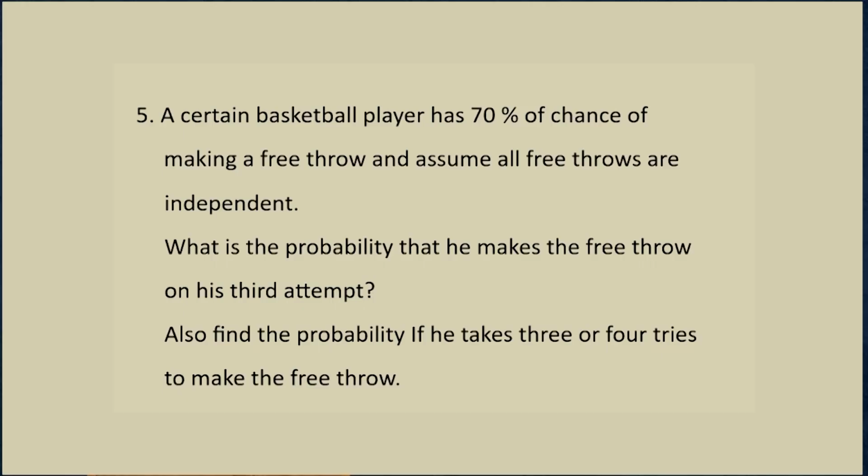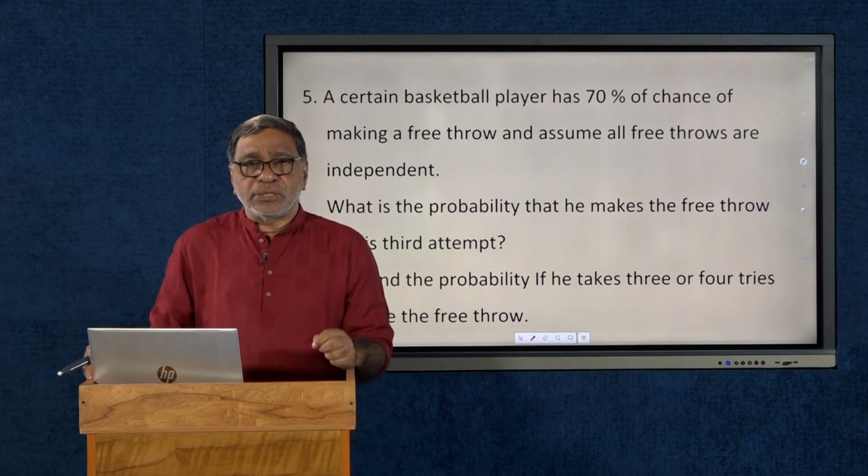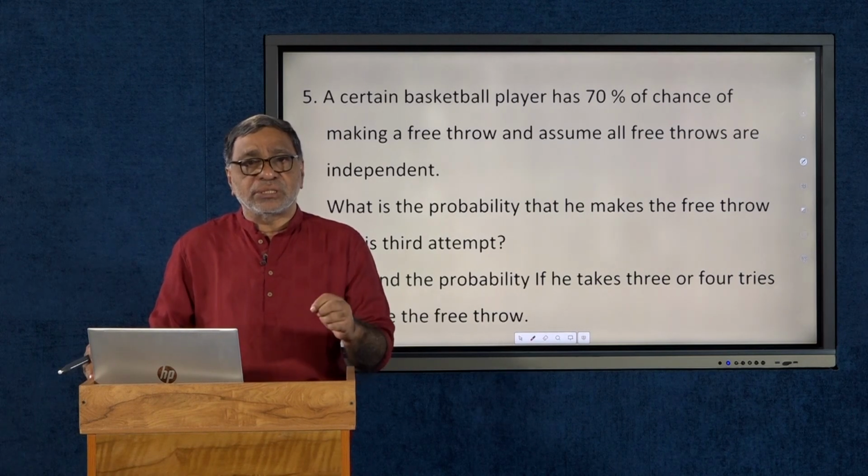A certain basketball player has a 70% chance of making a free throw, and assume all free throws are independent. What is the probability that he makes the free throw on his third attempt? Also find the probability if he takes 3 or 4 trials to make the free throw. So there are two parts to the question. What is the probability that he makes the free throw on his third attempt?